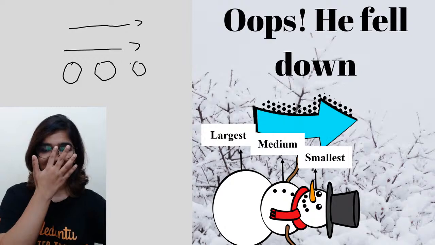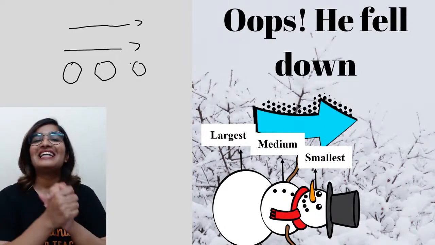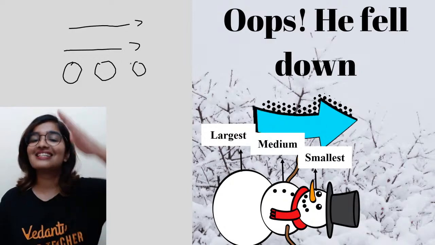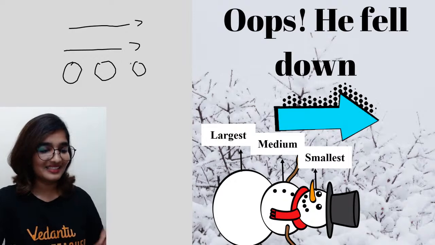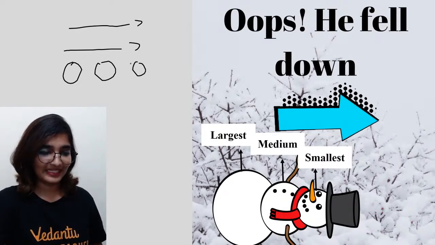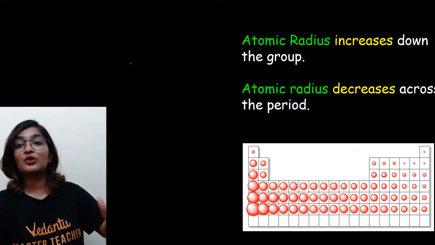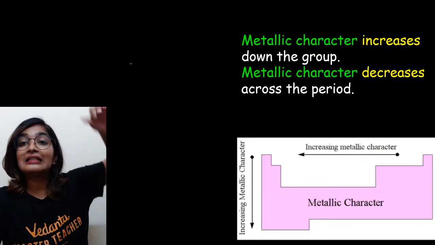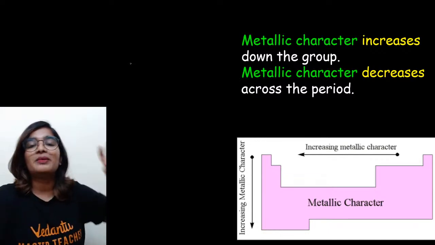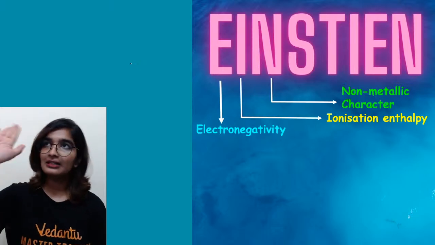So these are our first two properties: atomic size and metallic character. They increase down the group and decrease across the period. Okay? Yes, very good. So atomic radius increases down the group, atomic radius decreases across the period, metallic character increases down the group, metallic character decreases across the period. Very good.